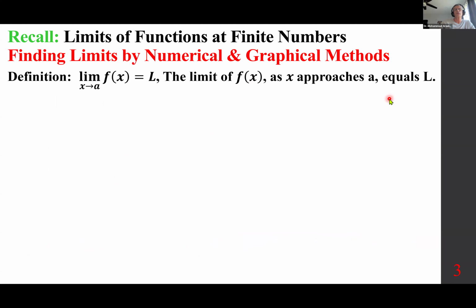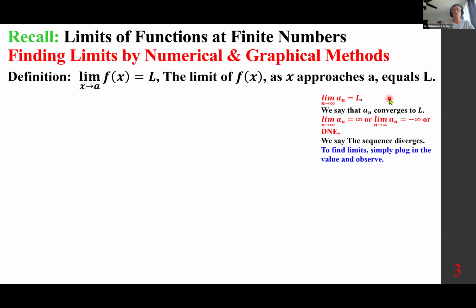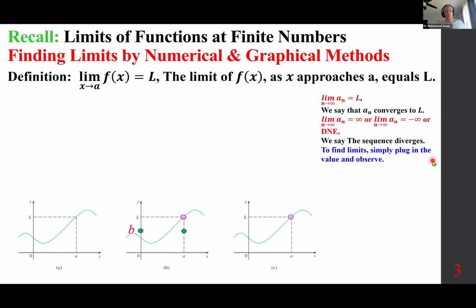This is read: the limit of f of x as x approaches a equals L. The limit of a sub n as n approaches infinity is equal to L. We say a sub n converges to L. This is about sequences we studied. If the limit of a sub n as n approaches infinity is either infinity, negative infinity, or does not exist, the sequence diverges. To find limits, simply plug in and observe.